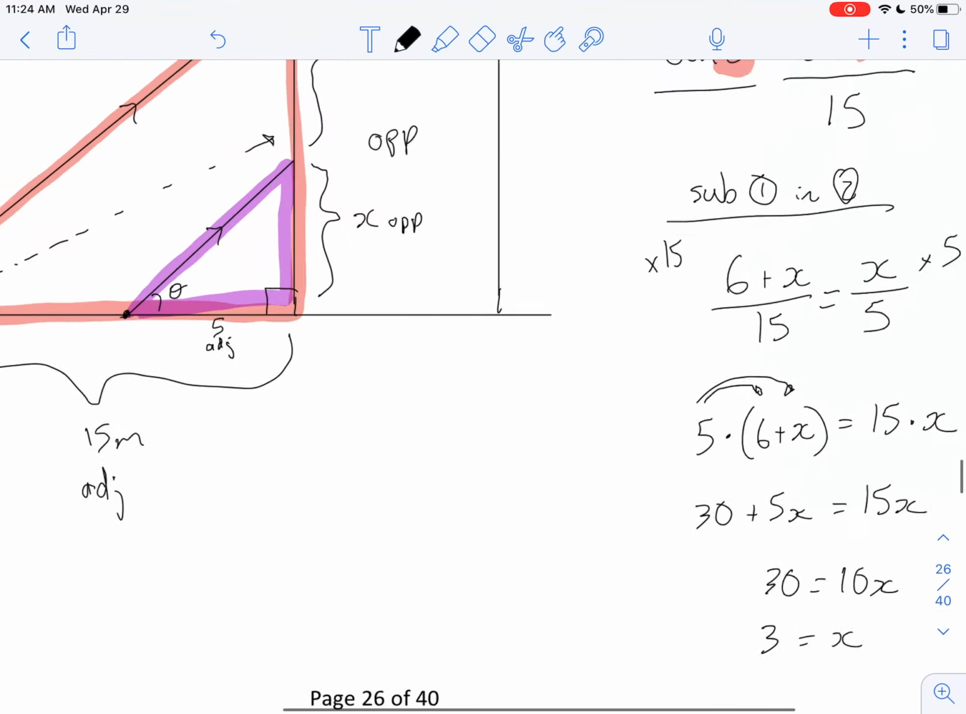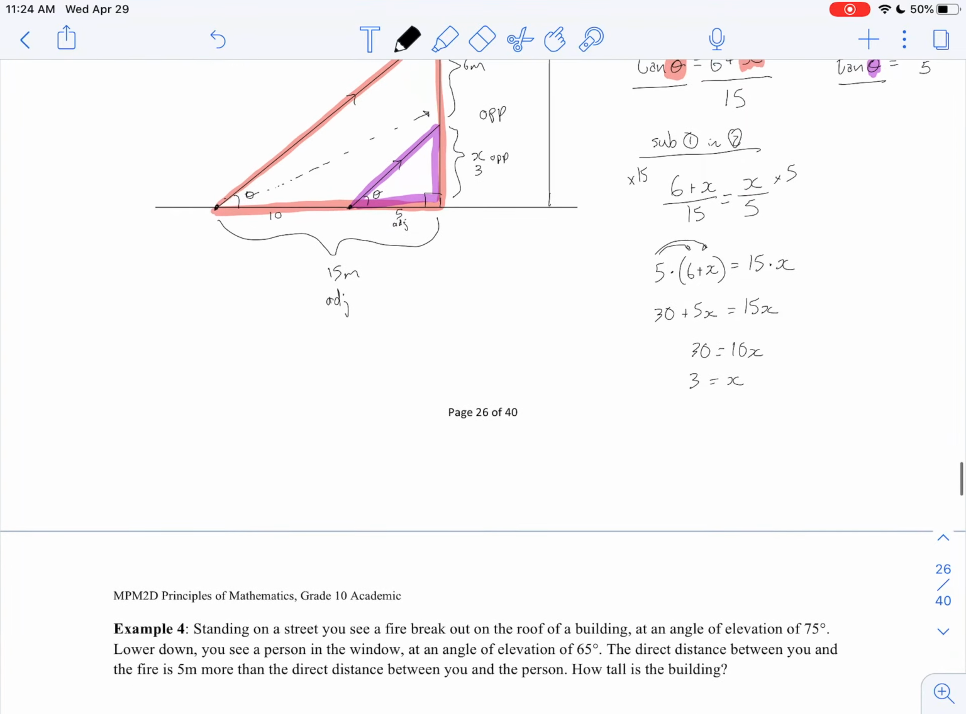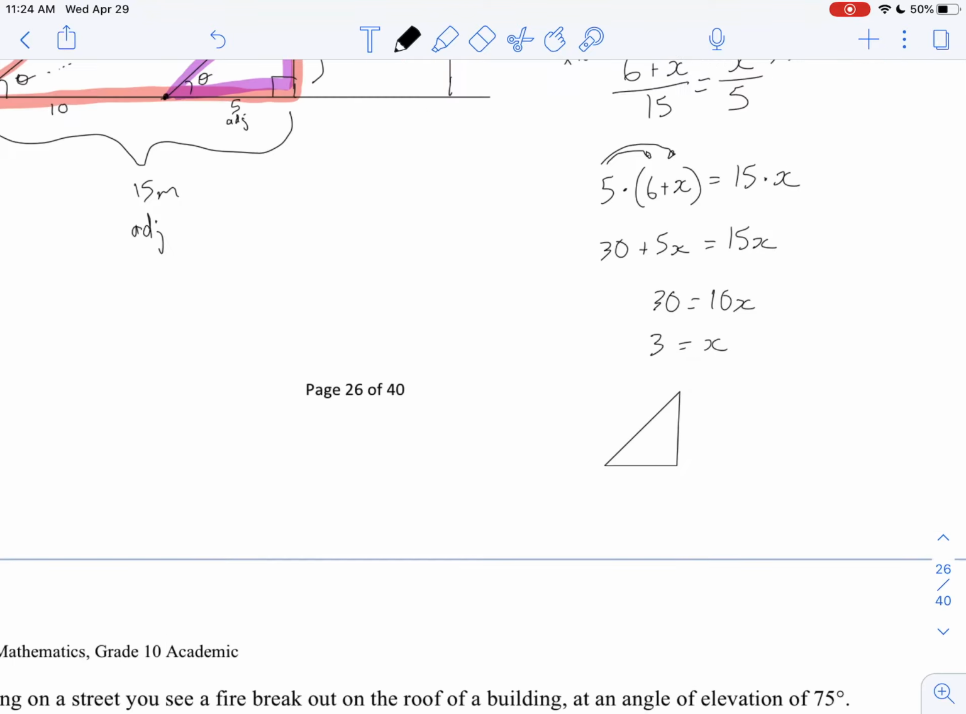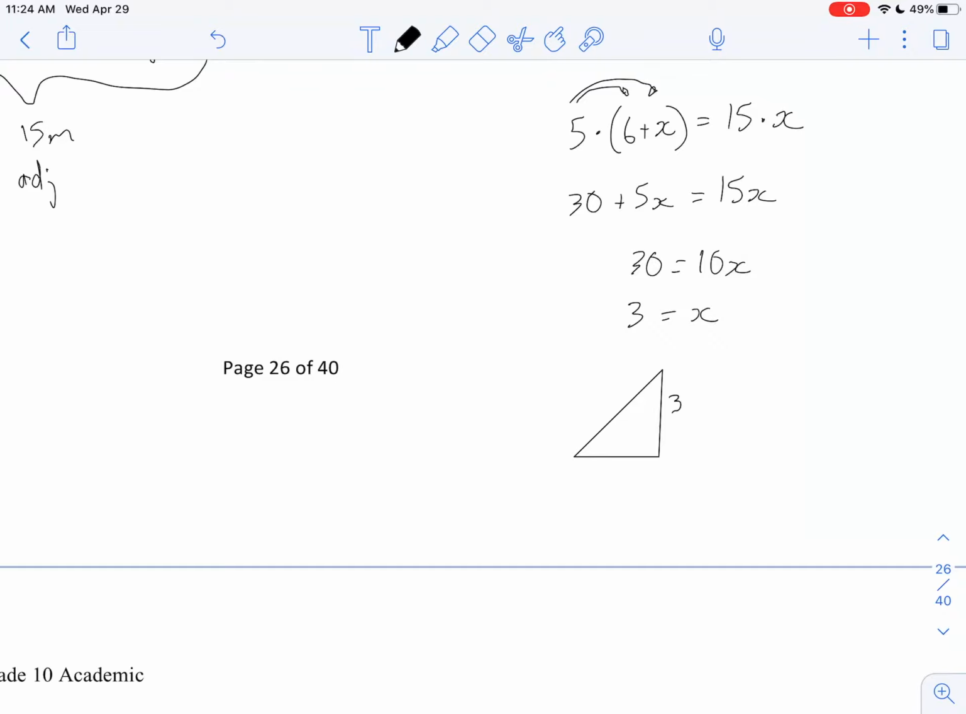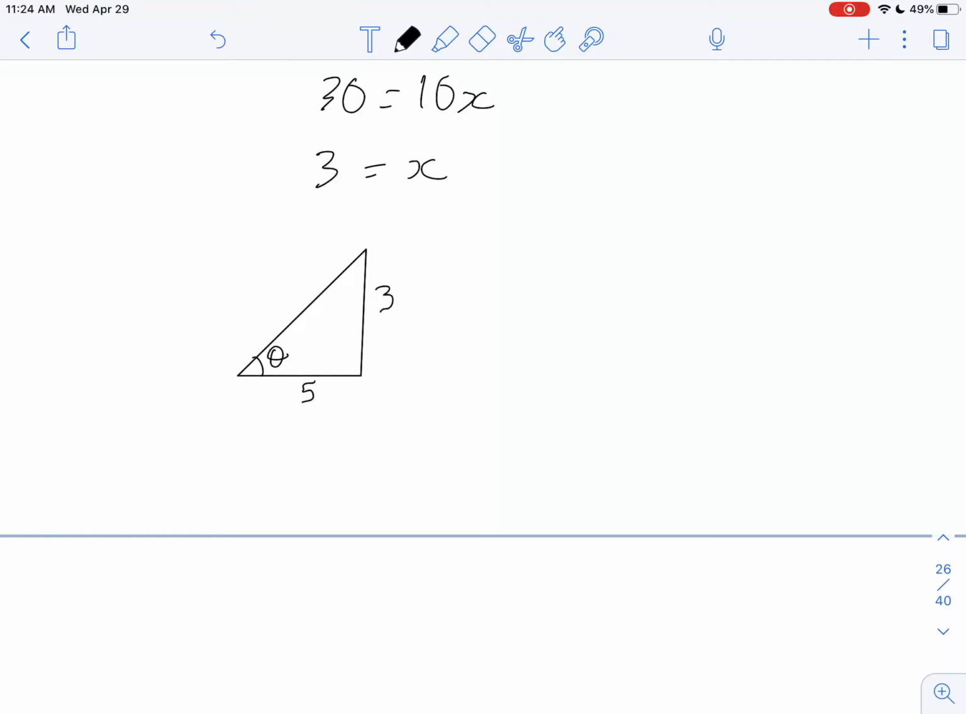So if x, we go back to our diagram, is 3 right here. We've since found that out. We can look at that smaller triangle. If I redraw that smaller triangle out again, here we go. If I gave you this problem that simply had 3, 5, and theta, and I asked you to solve for theta, how would you solve for this one? Well, it's using our opposite and adjacent again. So if you label your sides opposite, adjacent, you're subbing it back into that original equation. We're saying that tan of theta is equal to opposite, 3, divided by adjacent, 5.